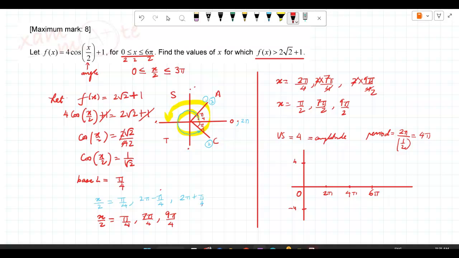The period is 4 pi. One entire cycle comes with 4 pi. So it ascends and drops. Yeah, well, it's a cos graph, so it will be like this. And then you complete this, obviously.